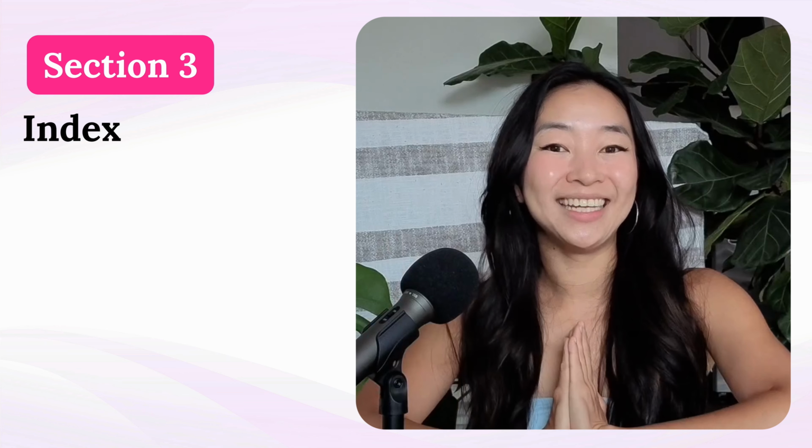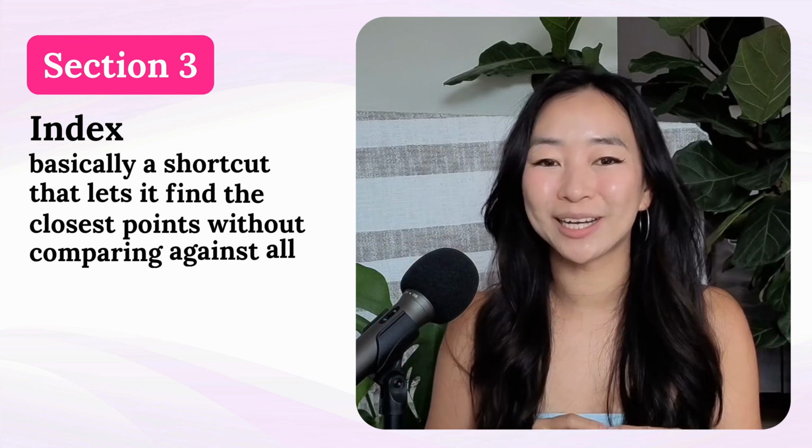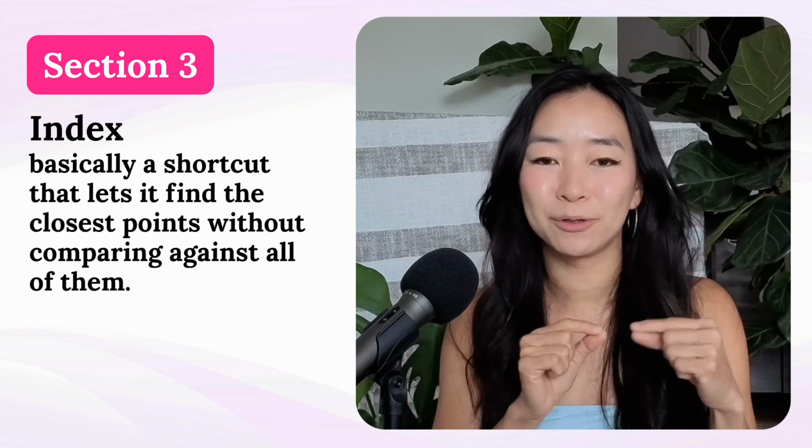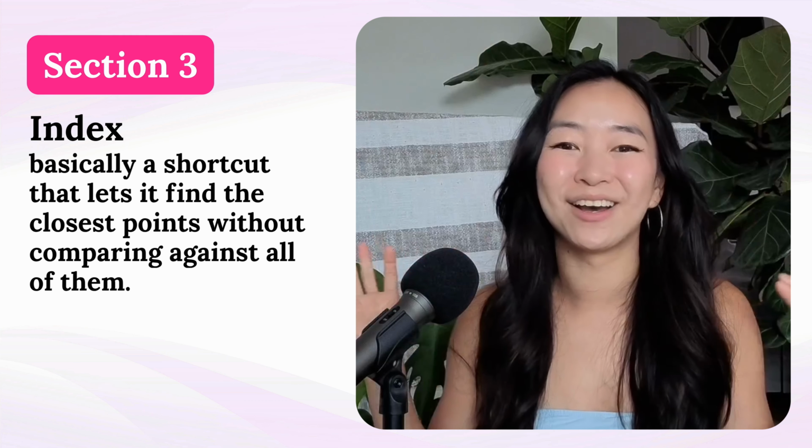These closest points are called your nearest neighbors, and they are your best matches. But let's think about the case once you have millions of these points. Checking your question against every single one of those points would be way too slow. So the database built something called an index, which is basically a shortcut that allows you to find the closest points without having to look at your millions of data points.